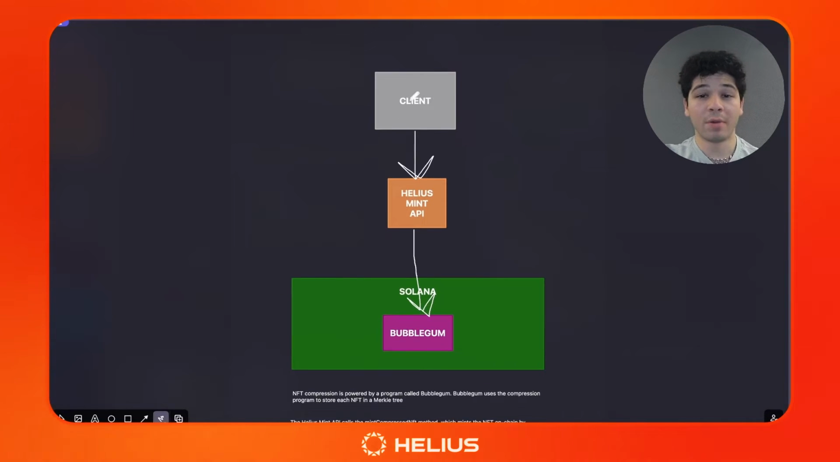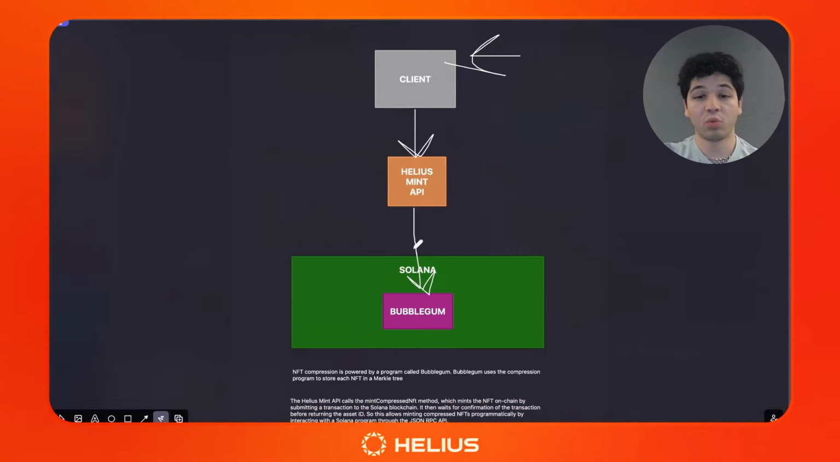But just to go over it one more time, we are creating the client. This is us. We are going to use the Helius Mint API, which is going to relay our request, abstracting some of that business logic away from us, to interact with the Bubblegum program on chain, which then creates our compressed NFT on the Solana blockchain, like so.